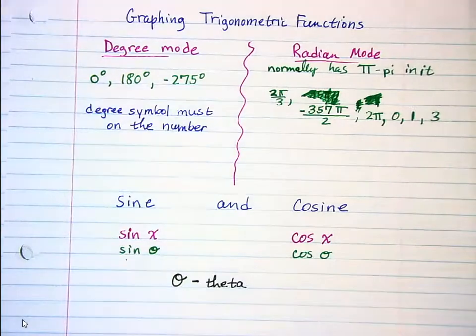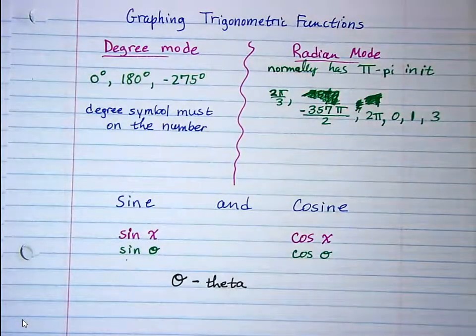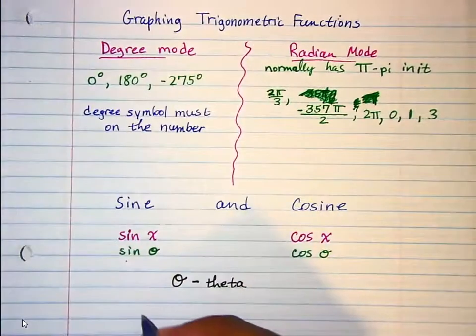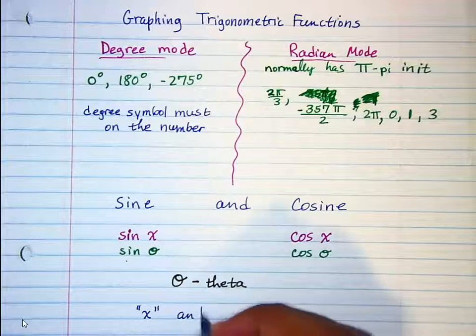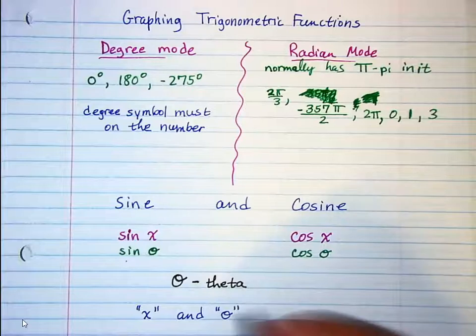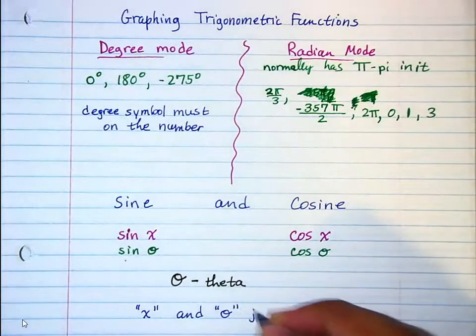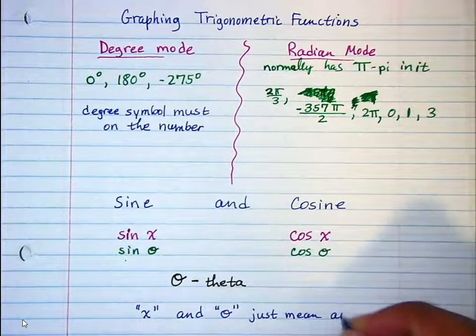So just make sure you're able to know and understand what they mean. I'm going to write that next. All right, so I'm going to write that now. So x and theta, again, the circle with a squiggly in it or a line through it or something like that, they just mean an angle.